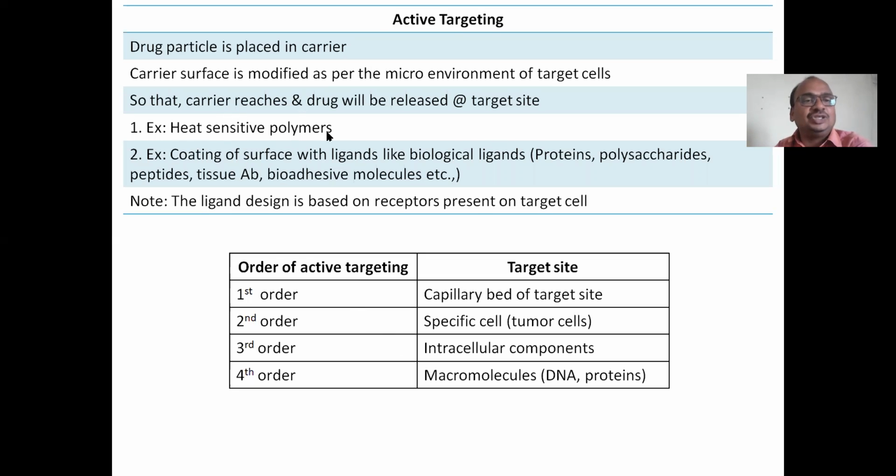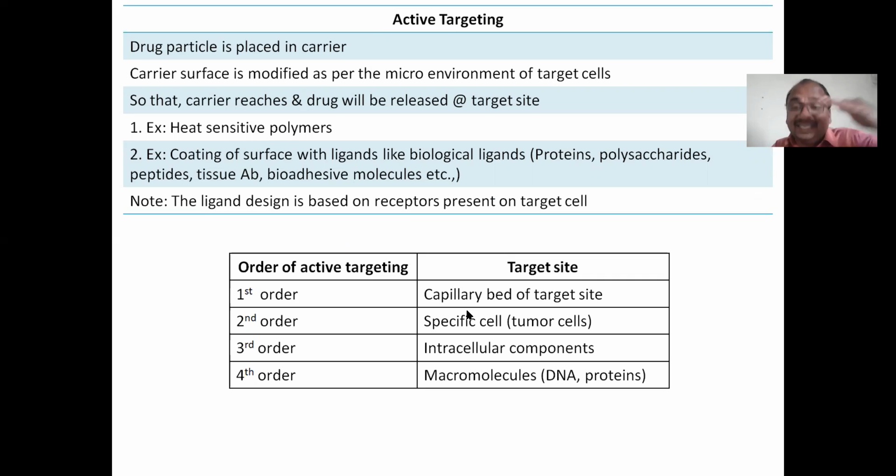Like here, heat sensitive polymer and the coating of the carrier with biological ligands like proteins, polysaccharides, peptides, tissues. We are giving a coating to the liposome or to the carrier. And why is there first order, second order, third order, fourth order? It is not sustained release. First order release, zero order, not that type. In biopharmaceutics, you will get that. Here that depends upon the target site.